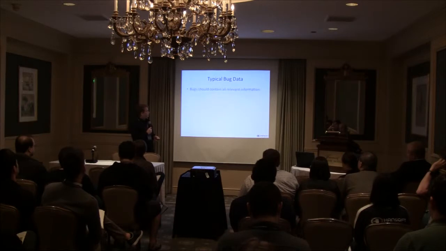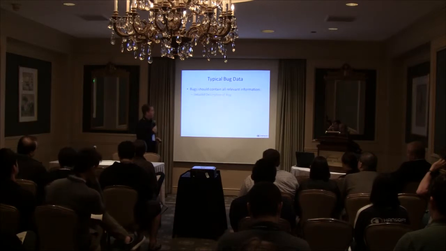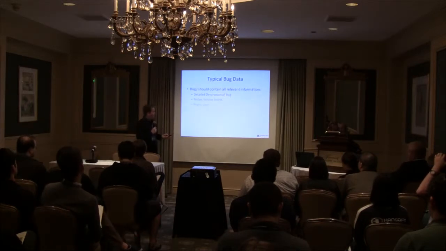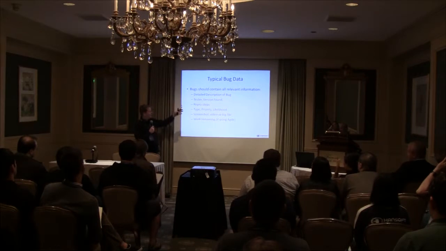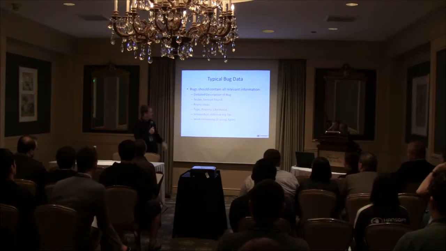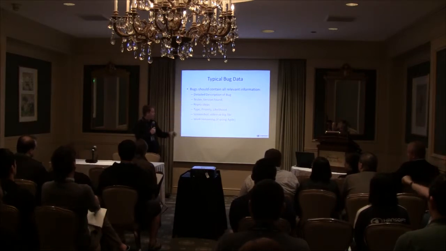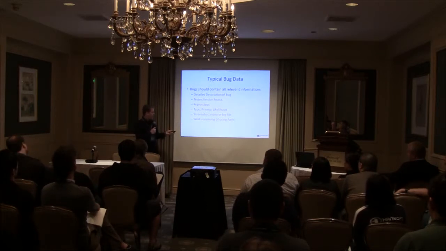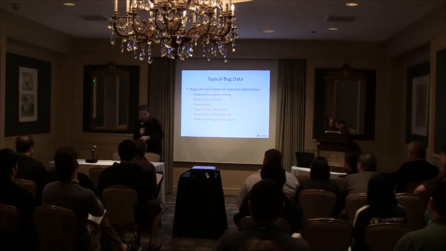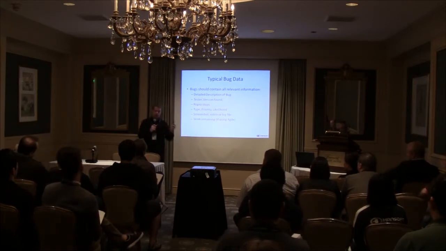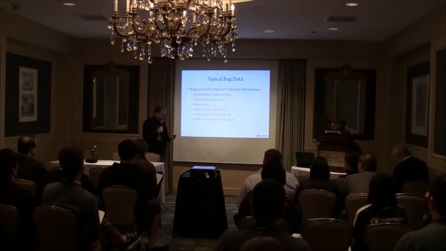Typical bug data. Bugs should contain the following relevant information: detailed description, tester and version found, repro steps, type, priority, likelihood. We'll talk more about this in just a moment. Screenshot, video, log file, work remaining if using Agile. We want to make sure we get an estimate on that so that if we say this is going to be completed in the sprint, when we commit it back, we're accounting for the time it's going to take to actually do that.